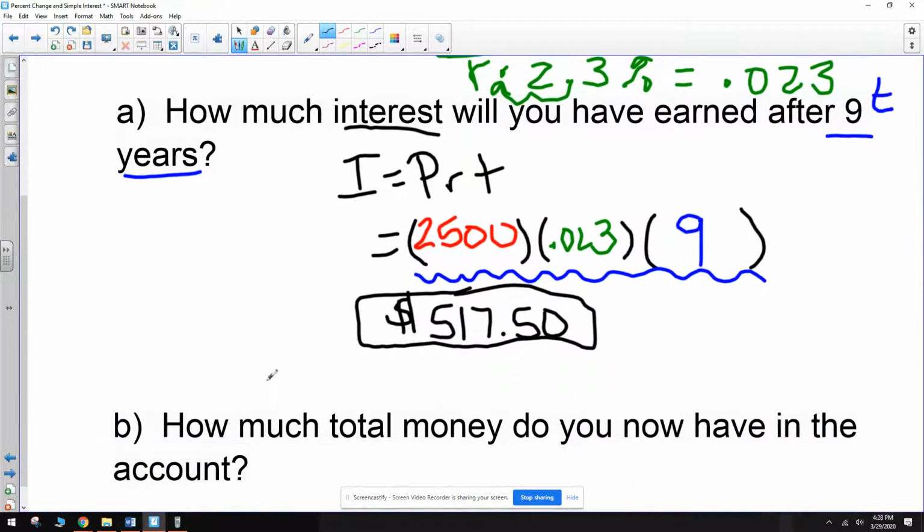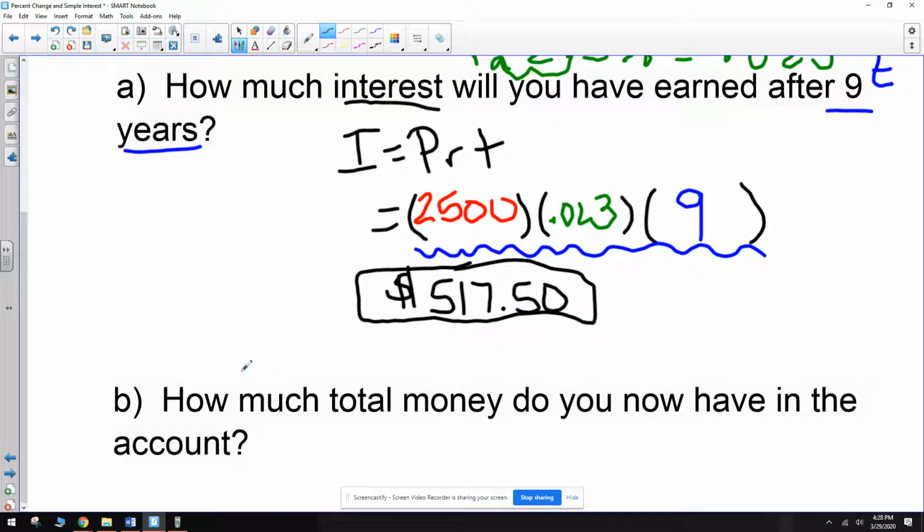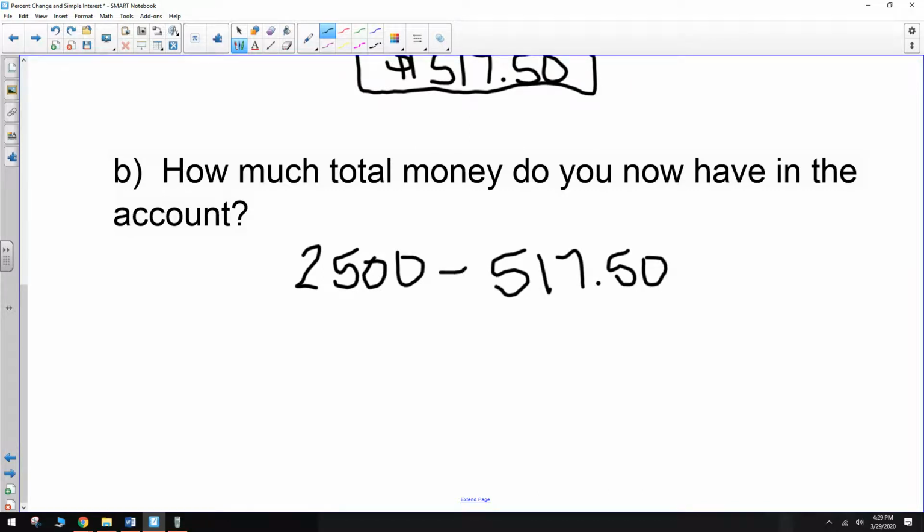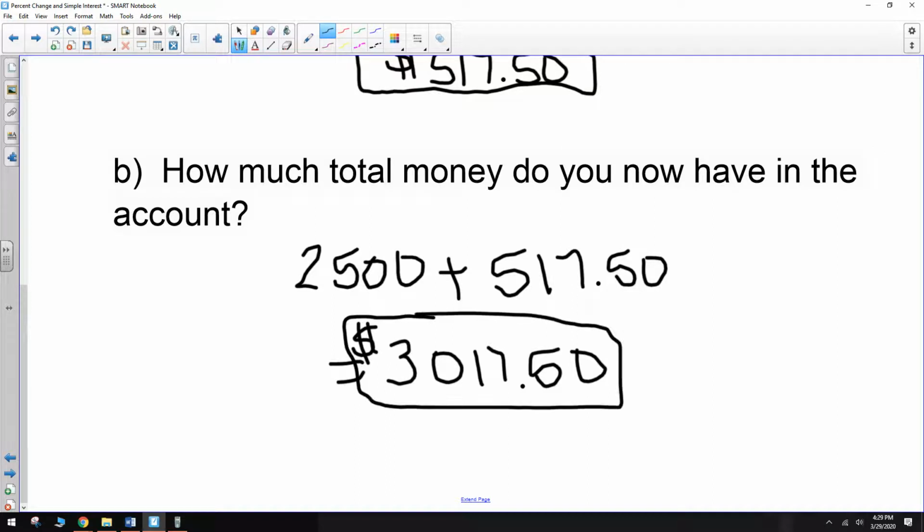The next question, though, says how much money do you have in the account now? So after the 9 years, after they pay me the interest, they want to know, what is my total amount going to be? Okay, so remember, before the 9 years passed, I started with the $2,500, and then at the end of the 9 years, I gained $517.50. So to find the total, all I have to do is add those together, and that's going to be $3,017.50. I gotta put a little dollar sign on that. There you go. There's my total.